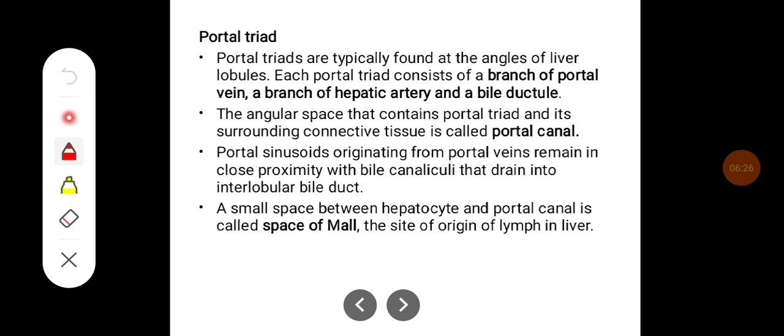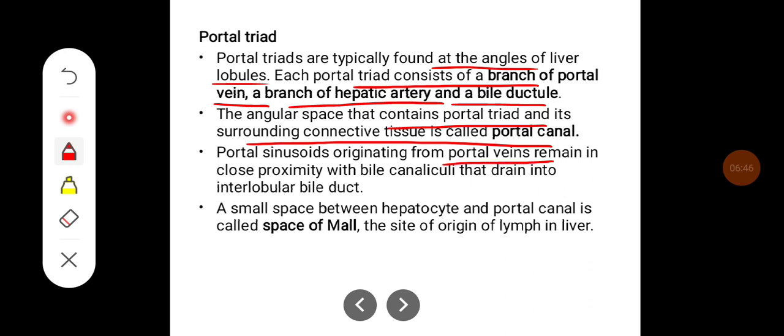The portal triads are typically found at the angles of liver lobules. Each portal triad consists of a branch of the portal vein, a branch of the hepatic artery, and a bile ductule. The angular space that contains the portal triad and its surrounding connective tissue is called the portal canal. Portal sinusoids originating from portal veins remain in close proximity with the bile canaliculi that drain into the interlobular duct.